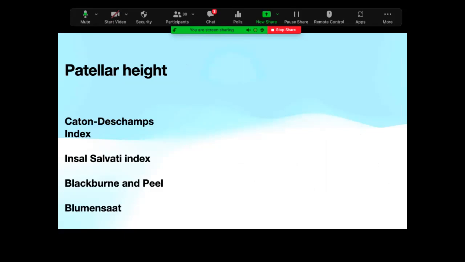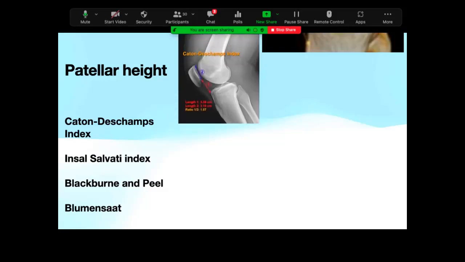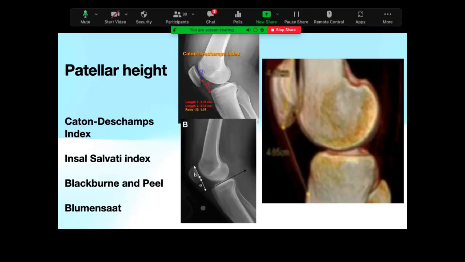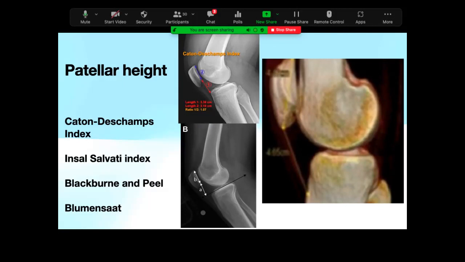The other important parameter which can contribute to patellar instability is patellar height. Most of the indices of patellar height, Dr. Bhadra has already mentioned, can be measured on the lateral X-ray. However, the key is that it is very difficult to get a true lateral X-ray. This drawback can be easily solved by the sagittal section of the CT scan, which can be used as an X-ray. The commonly used indices are Caton-Deschamps index, Insall-Salvati index, and we also have Blackburne-Peel and Blumensaat's line. Every index has a little variation.